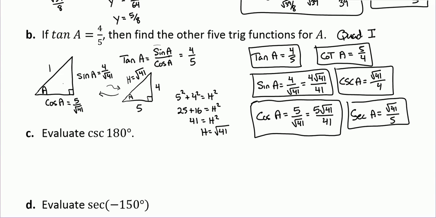Part C, we're evaluating the cosecant of 180 degrees. Well, the cosecant of 180 degrees is the reciprocal, so it's 1 over the sine of 180 degrees. So if I find the sine of 180 degrees, then I've got the cosecant. Now the sine is your y value on the unit circle, so I need to find 1 over y.